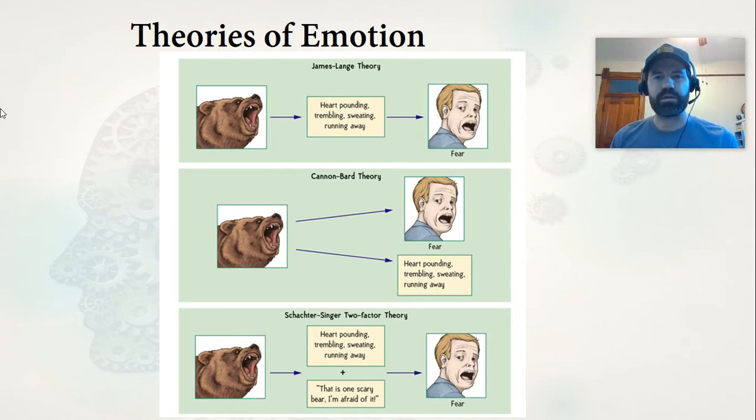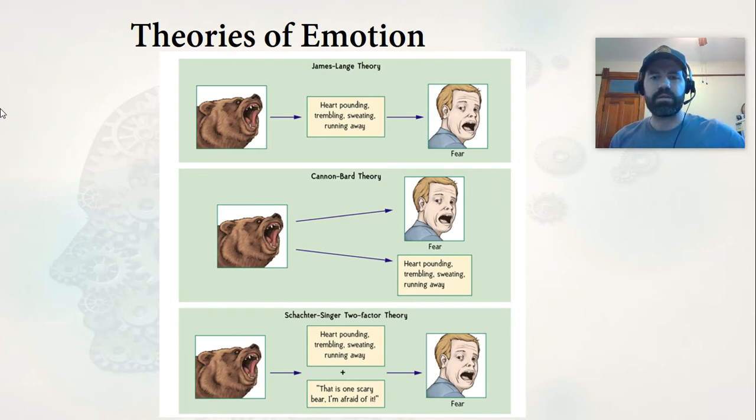The problem with this theory is through research we have found that different emotions actually have incredibly similar physiological responses. So what your body does when it is afraid is really similar to what your body does when it's angry. And it's really similar to what your body does when you're falling in love. And so there are some holes in this James-Lange theory.